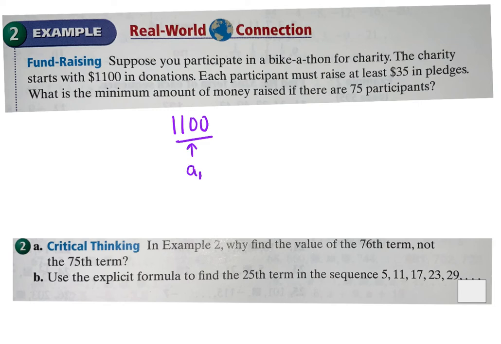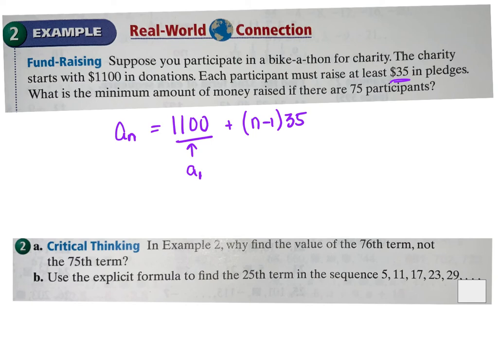To get to the next thing, this is an arithmetic sequence. We're adding $35 for every person, right? So this is going to be arithmetic because we're adding $35 for every person. And so I'm going to say n minus 1 times my 35. That is how I would get this particular sequence. My first term, plus n minus 1 times my common difference, what I'm adding each time.